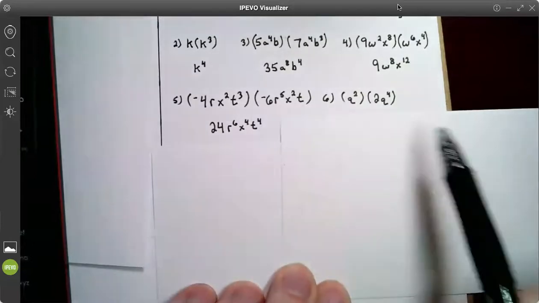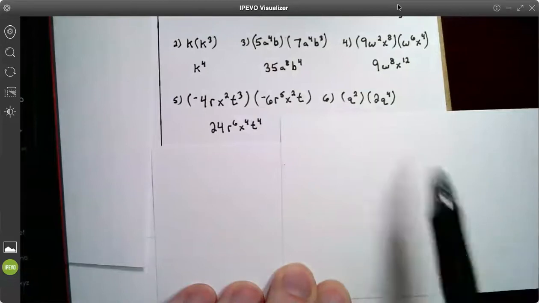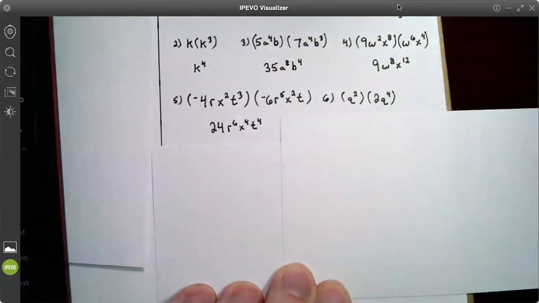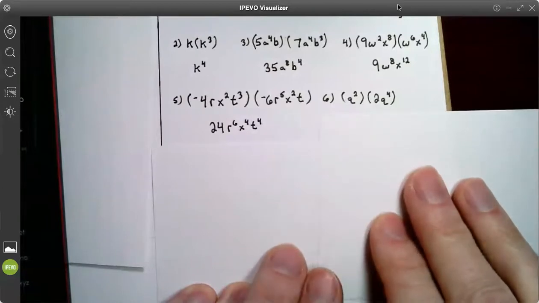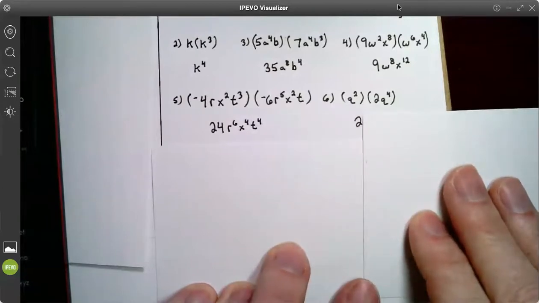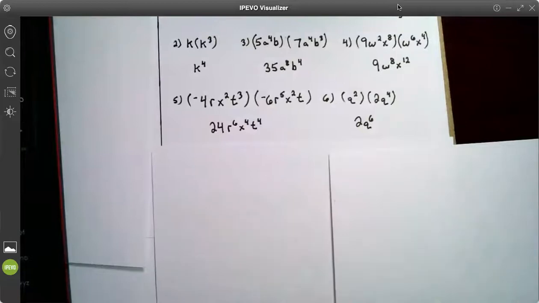Try number 6, which says q squared times 2q to the fourth. One times 2 is 2, and q squared times q to the fourth is q to the sixth. The answer is 2q to the sixth.